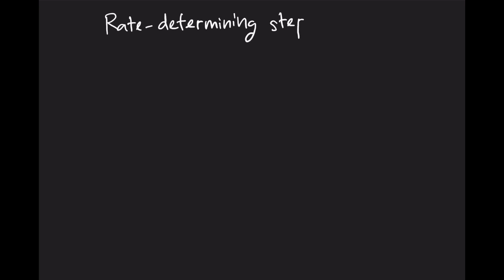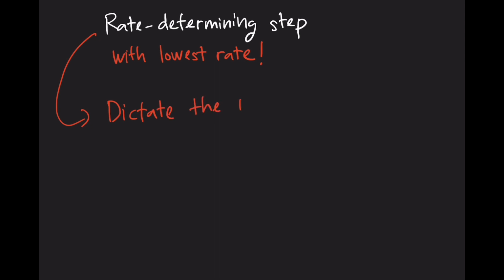So say again that we have 3 steps of reactions, just like what we have in the previous reaction. The rate determining step is the one with the lowest rate. And more importantly, the rate determining step will actually dictate the rate law for all of the reactions or the total reaction.